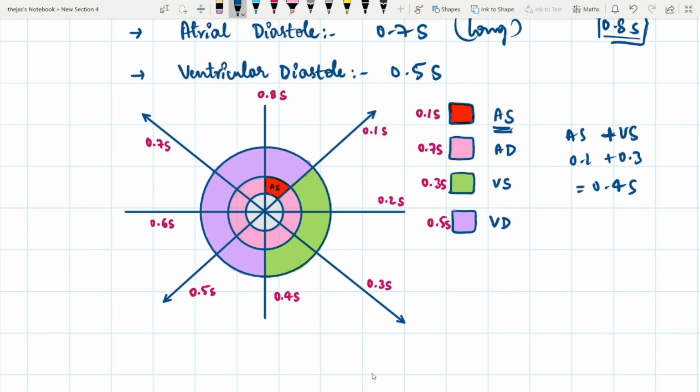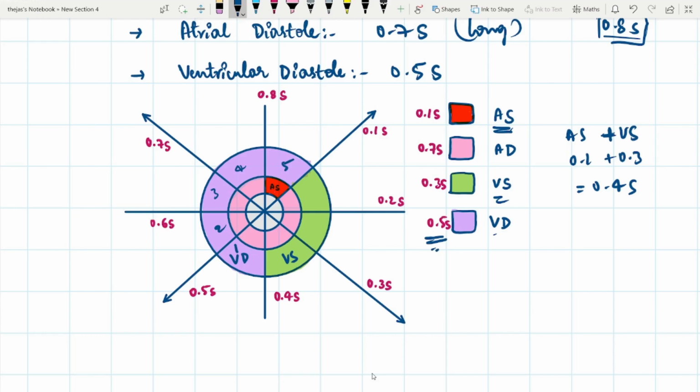And now comes ventricular diastole. After ventricular systole, which is in green, ventricular diastole starts. Ventricular diastole is shaded in purple color. You can count the boxes: 1, 2, 3, 4, 5. 5 parts, right? So it's 0.5 seconds.